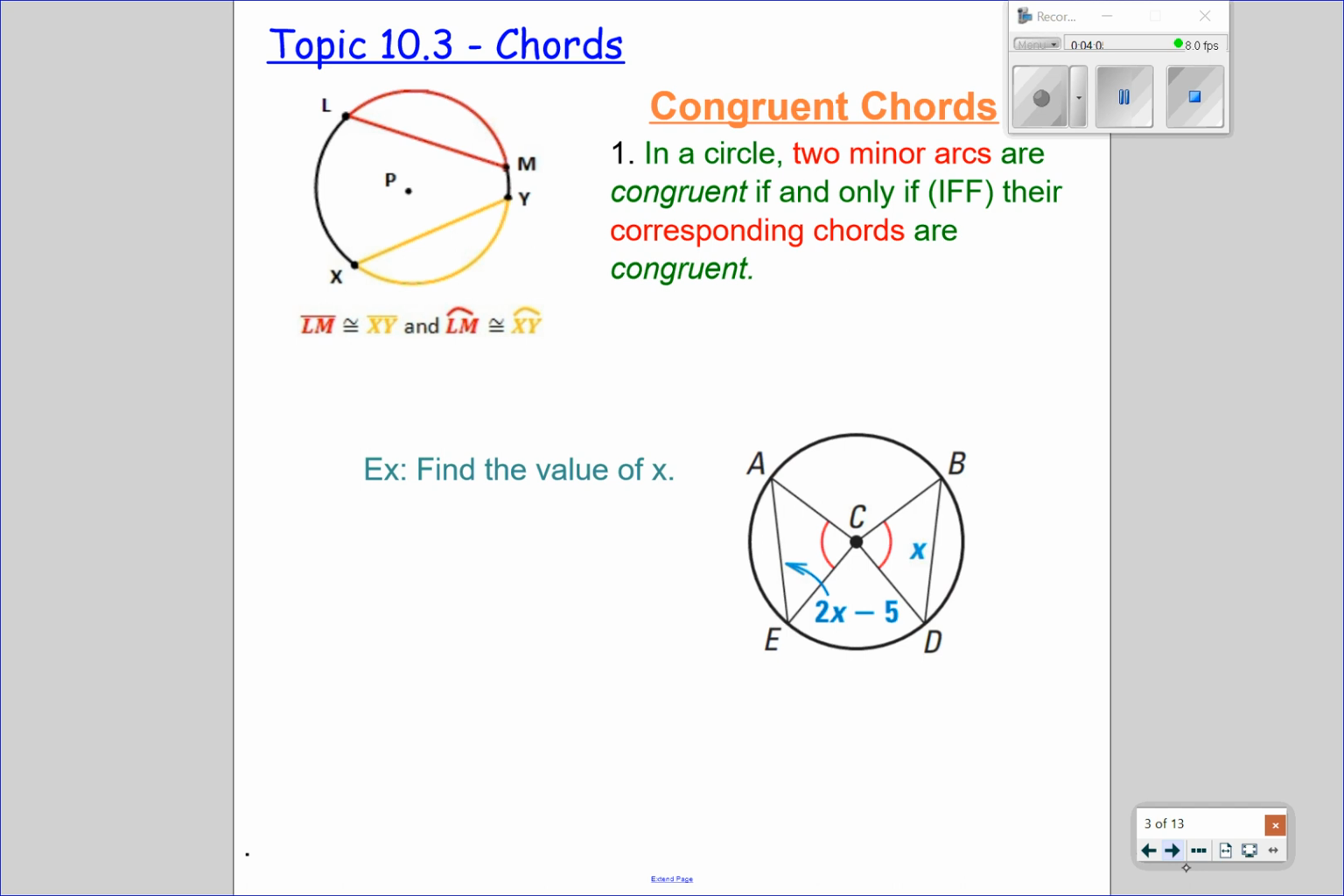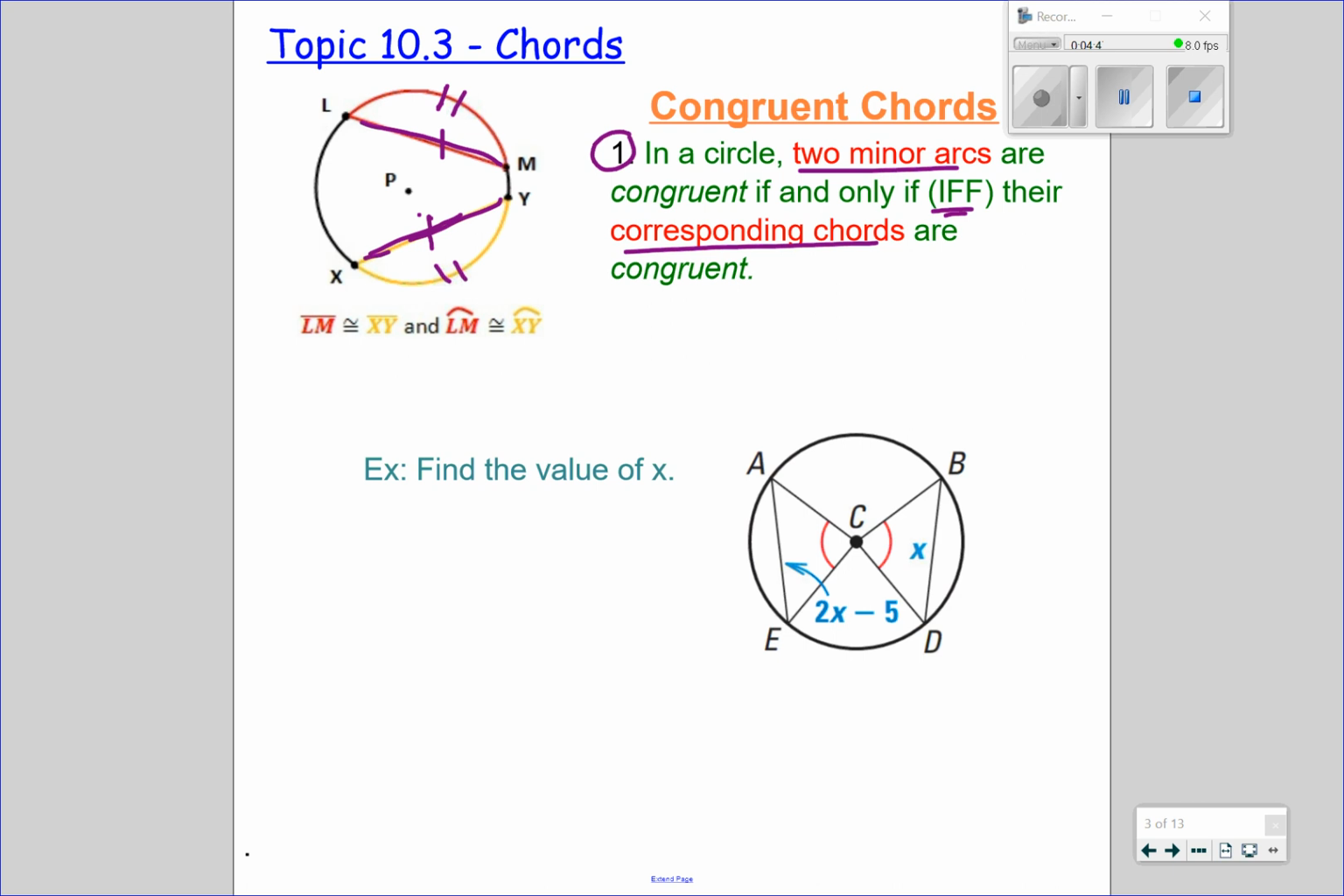If we look here, there's a couple of different ways we can talk about chords, a couple of different properties. Our first thing that we're going to talk about is congruent chords. So there's two specific ways that congruent chords can help you. This first big idea, if you will, says that two minor arcs are congruent if and only if, that's what IFF means, their corresponding chords are congruent. So they're saying that if this chord equals this chord, then that means this arc, LM, is equal to this arc, XY, and vice versa. If we knew the arcs were equal, then we could say that the chords were equal.